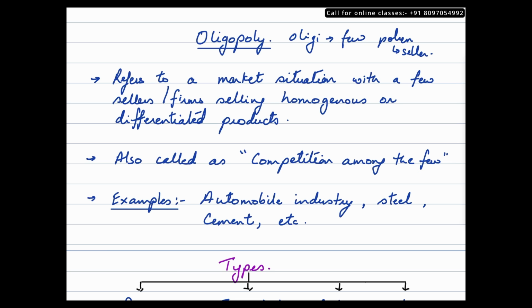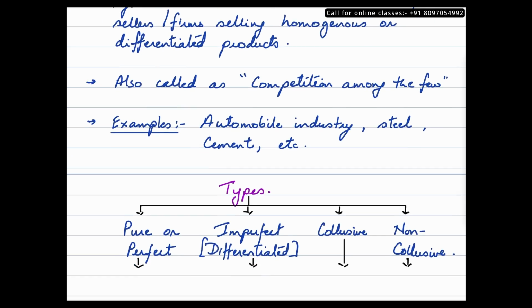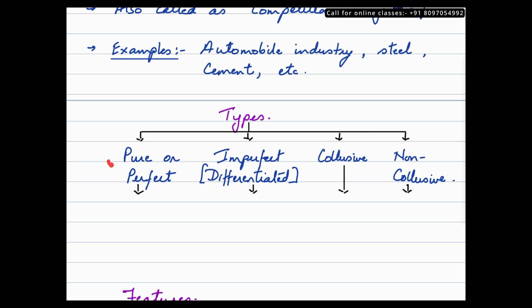Some real world examples that you could see and observe are the automobile industry. You have very few players in that segment producing automobiles, firms producing steel, cement, so on and so forth. Now, there are few types of oligopolies. Let's take a look at them. We have pure or perfect oligopoly, we have imperfect or differentiated oligopoly, a collusive oligopoly, or a non-collusive oligopoly.